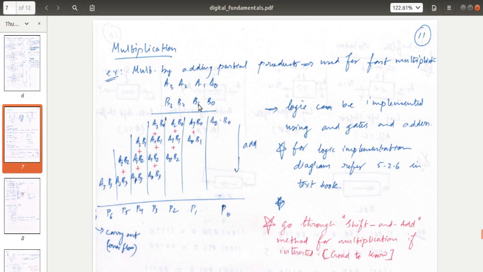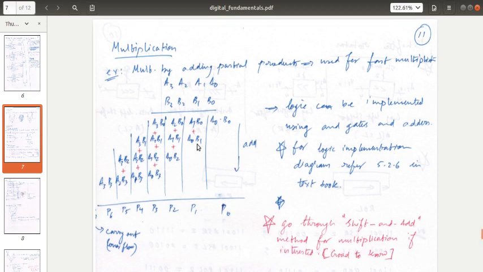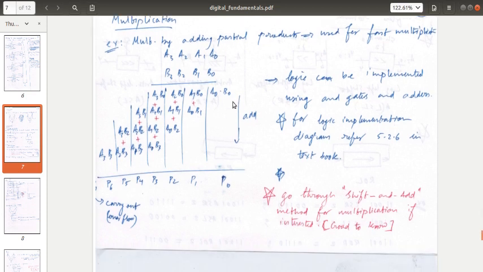Then we do the same with B1: B1 A0, B1 A1, B1 A2 and B1 A3. Sorry, I misspoke earlier. Similarly for B2, and every time we are doing this, we are shifting them by 1 to the left. And finally, we add them, right? We add this, we add this, we add this, we add this.